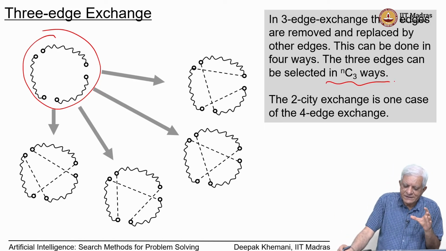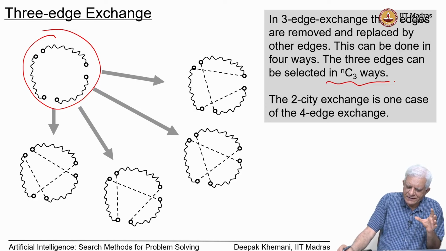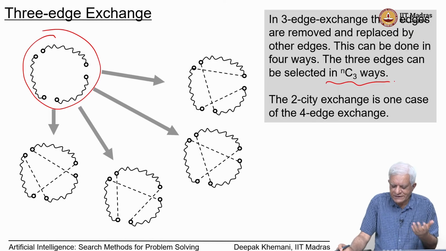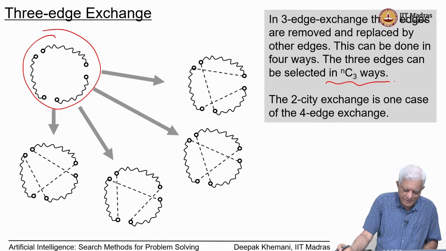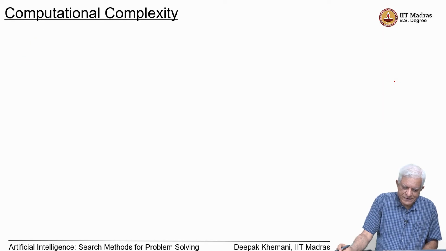What is the state space? The state space in a travelling salesman problem is all permutations of all the n cities, and what the neighborhood function does is connect some candidate tours to some other candidate tours, and these are the 2 different kinds of things we typically do: city exchange or edge exchange.